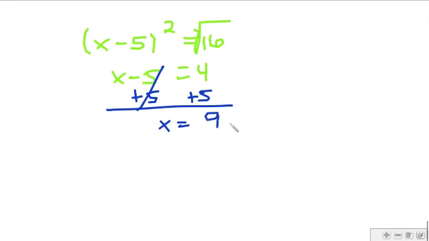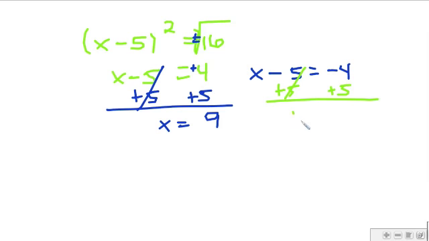Okay? But since it's plus or minus 4, this is if it was a positive 4. What if that was a negative 4? So, of course, we have to do both because these are plus and minus. So we're going to do negative 4, which allows me to add 5 again. And x in this case would equal 1. So my two answers here would be 9 and 1. All right, well, I hope this helps.